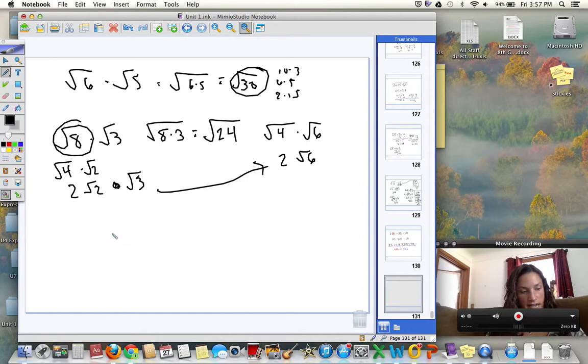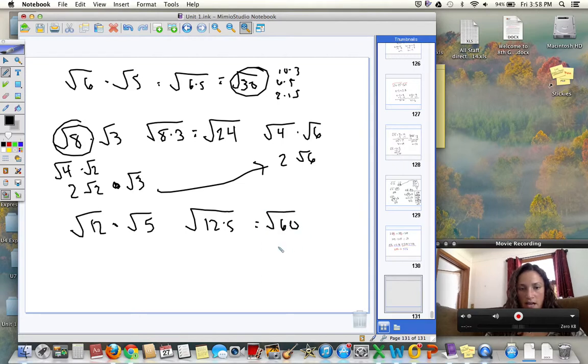So let's look at square root of 12 times the square root of 5. First way I'm going to do it is where I multiply them right away. So I do 12 times 5, which equals the square root of 60. When I think of that, I know that that's the same as 10.